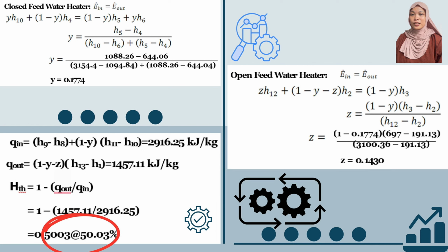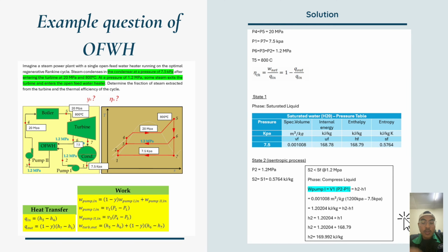After calculation, we find Z equal to 0.1430. This means that 14.30% of the steam is extracted for the open feedwater heater. Last but not least, once all states are analyzed, we can calculate the thermal efficiency by the equation 1 minus Q out per Q in, which is equivalent to 50.03%. So next we go to the question example of open feed water heater.